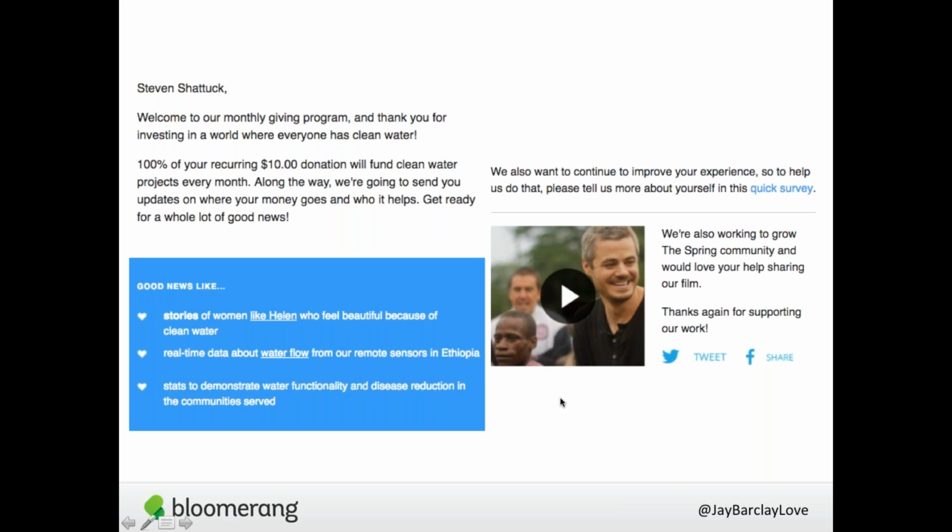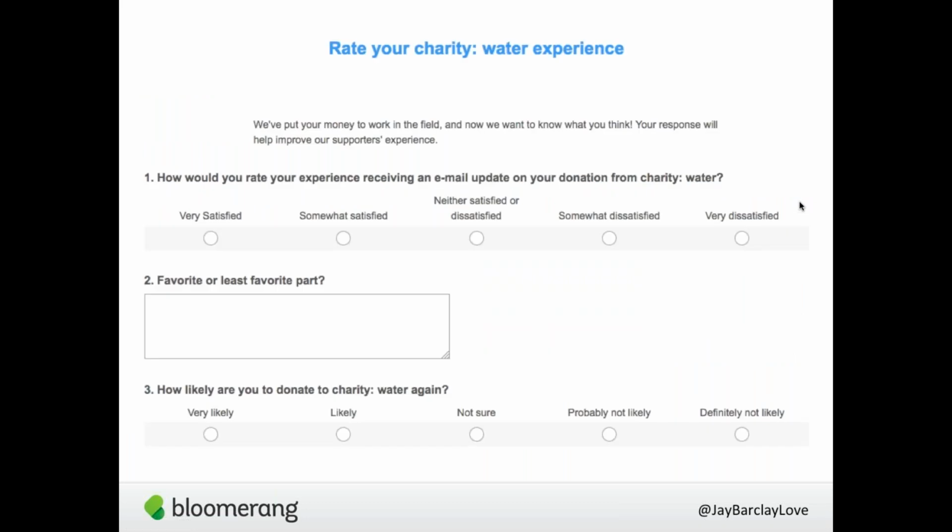Okay, let's move on here. This is from one of my favorite organizations that I support, a group called Charity Water. This is their email that came back to one of my associates as a thank you for a recurring gift. They welcome them to the recurring gift program. If you'll notice on the right-hand side, there are two little words in blue called Quick Survey. Right as someone becomes a new donor of any type, they ask, how would you rate your experience of getting your update about the donation? What was your favorite or least favorite part, with a free-form comment area? And how likely are you to donate to Charity Water again? You've got very likely, likely, not sure, probably not likely, and definitely not likely.